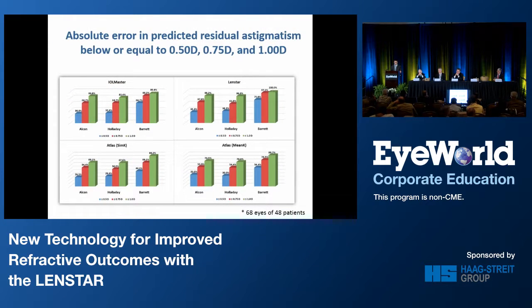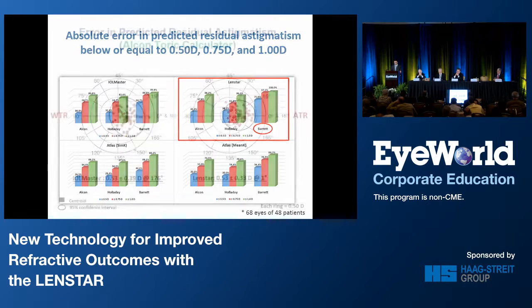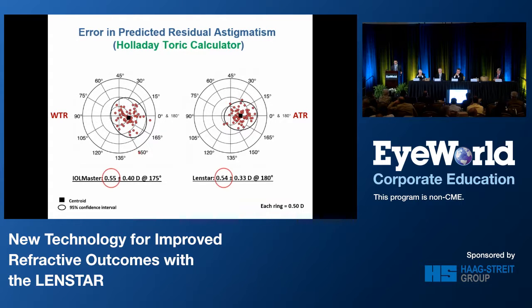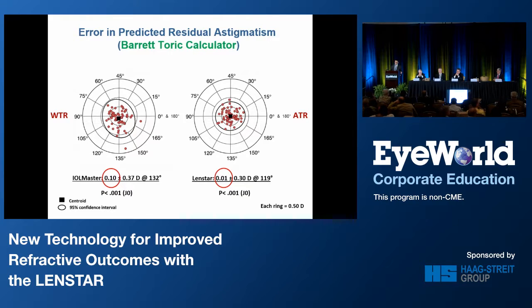What we found is that the combination of the LENSTAR and the Barrett Toric calculator yielded the highest proportion of eyes with a prediction error of less than or equal to 0.5, 0.75, and 1 diopter. When we used the Alcon Toric calculator, both devices, the IOLMaster and the LENSTAR, yielded against-the-rule prediction errors with a centroid of more than 0.5 diopter. Similar results were seen for the Holladay Toric calculator. However, the Barrett Toric calculator yielded centroid prediction errors close to 0.